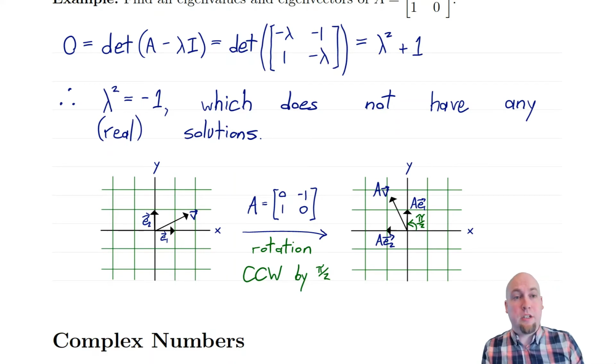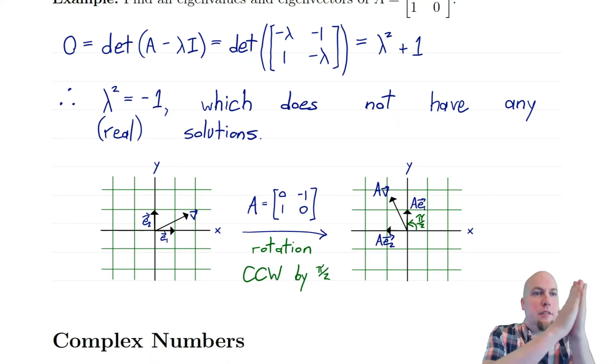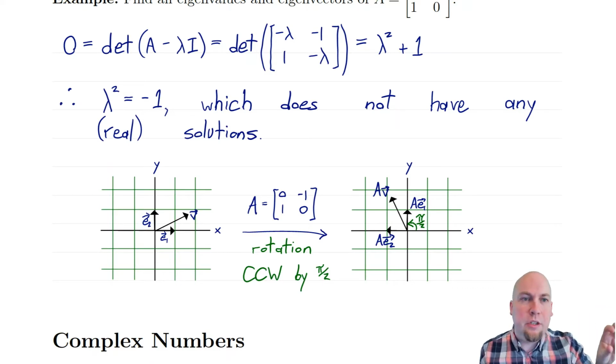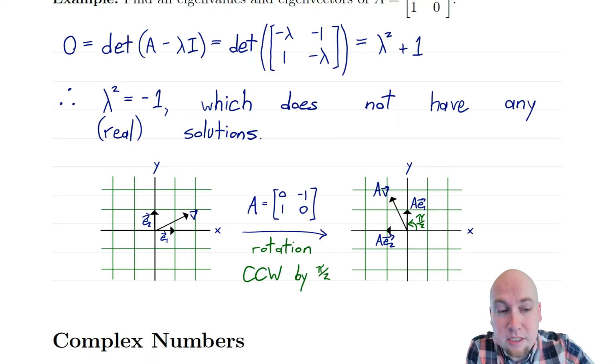Okay, so if you ask the question, are there any vectors that just get stretched by A? No, every vector gets rotated counterclockwise by pi over 2. Every vector gets its direction changed. That's why there are no real eigenvalues or eigenvectors here. There's nothing that's just getting stretched. But there is still a solution. There's a way around this problem. There's still a way to talk about eigenvalues and eigenvectors, even for matrices like this one.